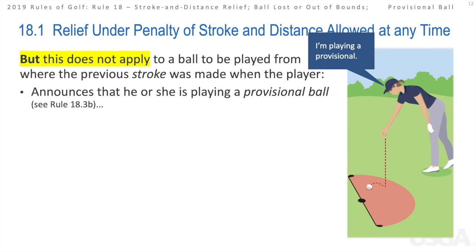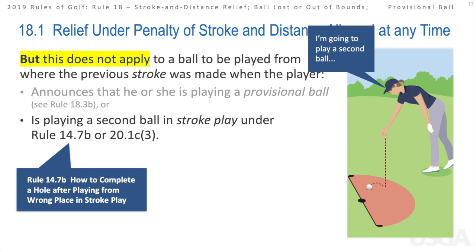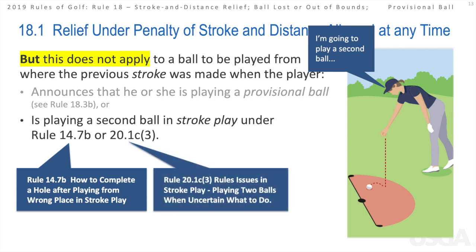The only time this does not apply to a ball to be played from where a previous stroke was made is if the player is announcing that they are playing a provisional ball, or if they are playing a second ball in stroke play. So the two situations where a golfer would be playing a second ball are to complete play of the hole after possibly playing from a wrong place, or when they have a rule situation they don't know how to proceed with, the player can play two balls to then ask the committee what is the correct ruling.